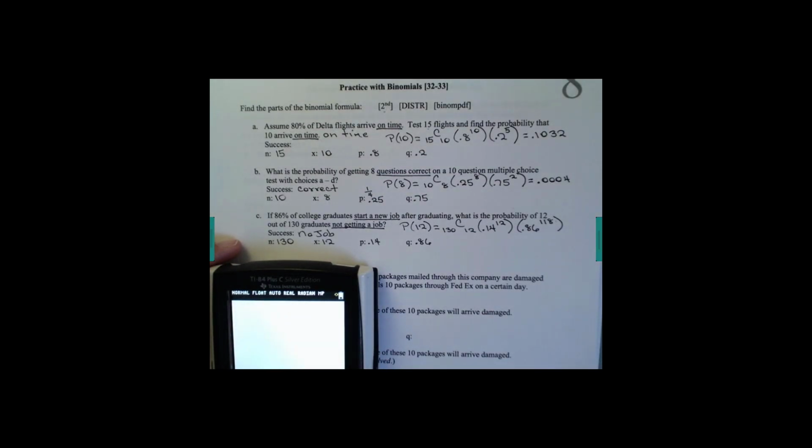I'll go down and paste it. And once again, N, comma P, comma X is the way it's formatted. No spaces or it'll give you an error. And I get my answer. This probability is 0.030, and it would be 48, so I'm going to round it to 5.